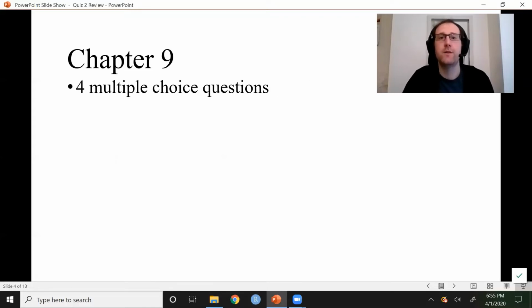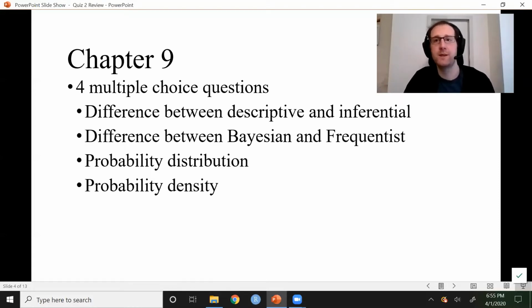For chapter 9, there's going to be 4 multiple choice questions. And what this is going to cover is some of the basic information about probability and some of the background on the type of statistics that we use. So you'll want to know the difference between descriptive statistics and inferential statistics. You'll also want to know the difference between Bayesian and frequentist approaches to statistics. Know what a probability distribution is, and if I ask you an application question trying to understand what a probability distribution is, you should be able to do that. And you should also know what a probability density is if I ask a question about that.